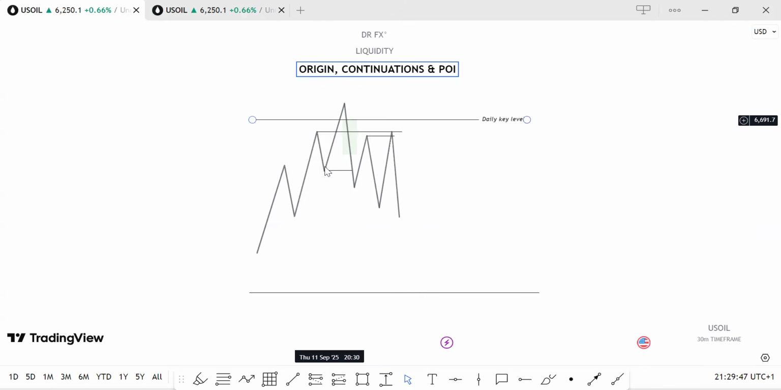When it hits the key level, it gives you a break. It can be on the 1 hour. This pattern can be on the 1 hour, 45 minutes, or 30. But don't go as low as 15, okay? Please don't go as low as 15.